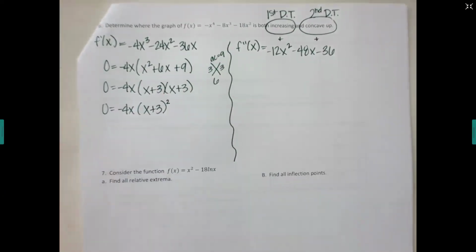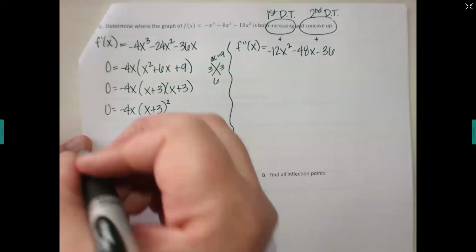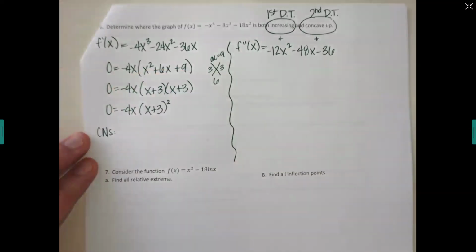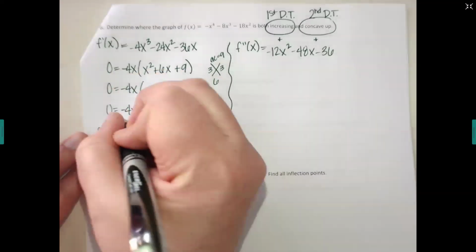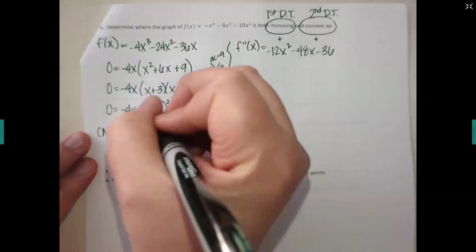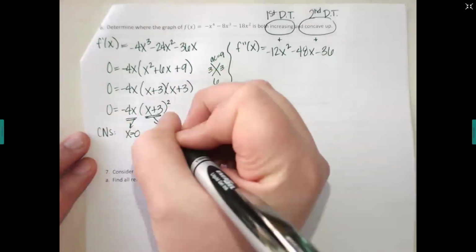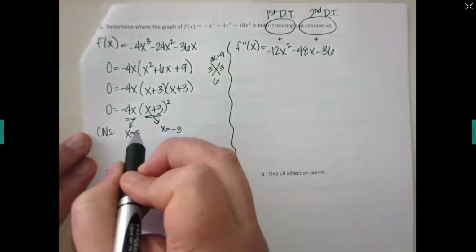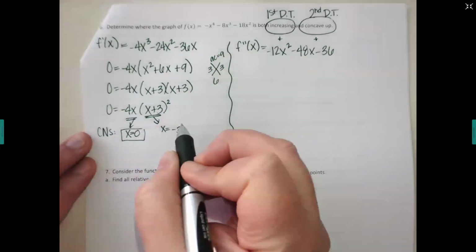All right, the solutions to this are going to be called the critical numbers. So if I have an x on the outside, what is the critical number going to be? Very good. x equals 0. And then x plus 3, what's my second critical number? Negative 3, very good. So 0 and negative 3.